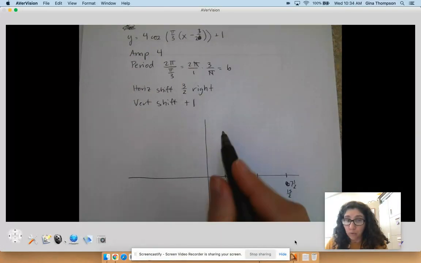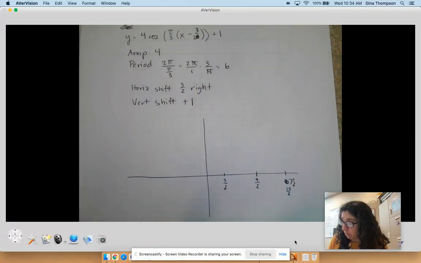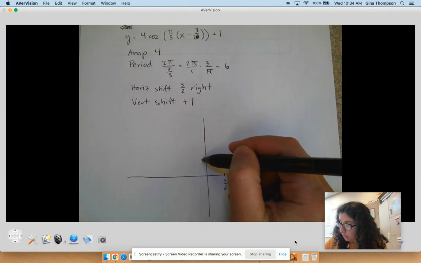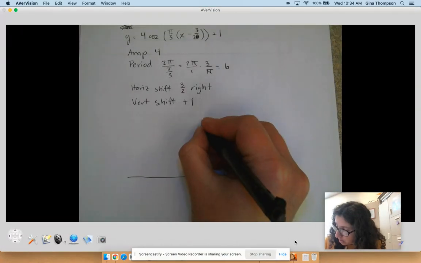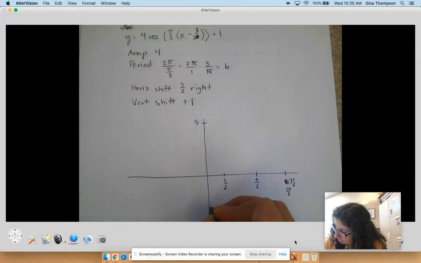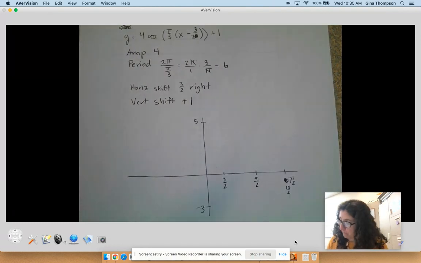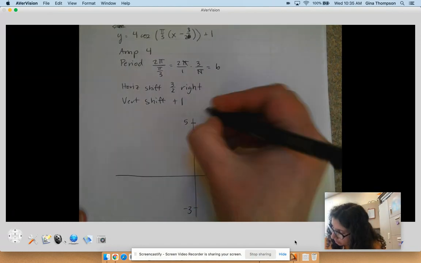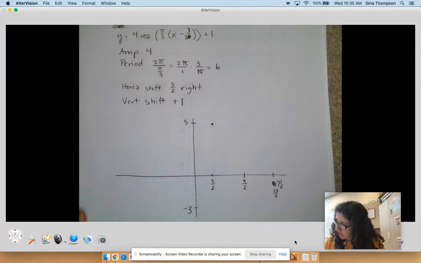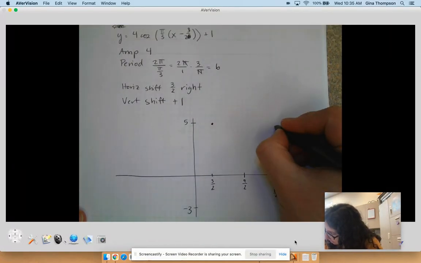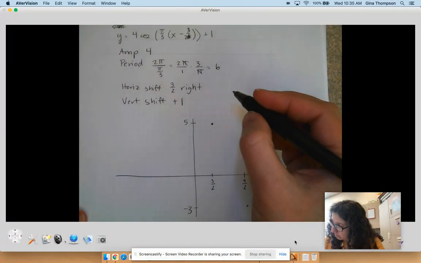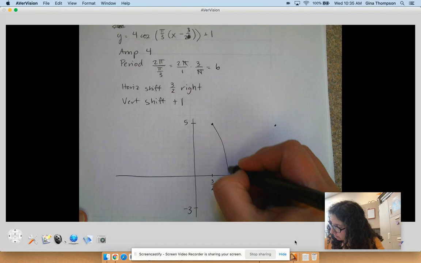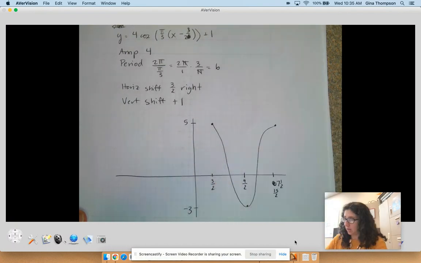Okay, our amplitude is 4, but we're shifted up by 1. So normally we would be going from -4 to 4, but we're shifted up by 1, so we're going to be going from -3 to 5, right? And we're going to start here at our max, and then end here at our max, and then halfway through we'll be at our min. And so let's just connect that. It's going to look like that.